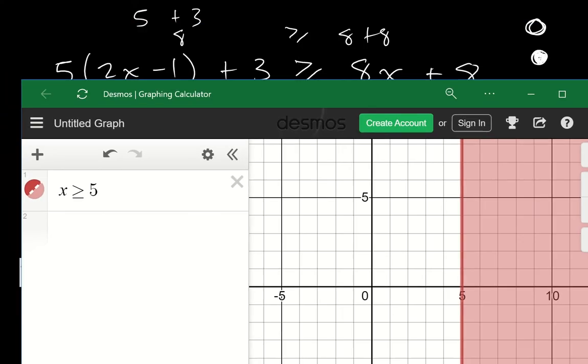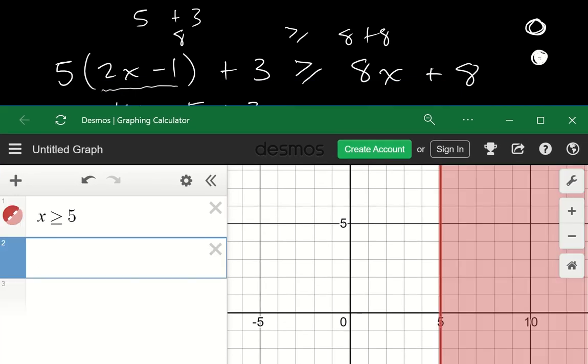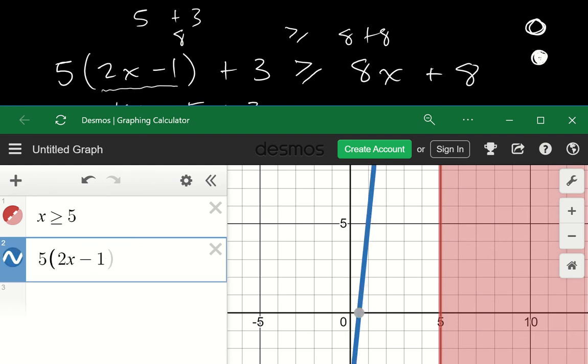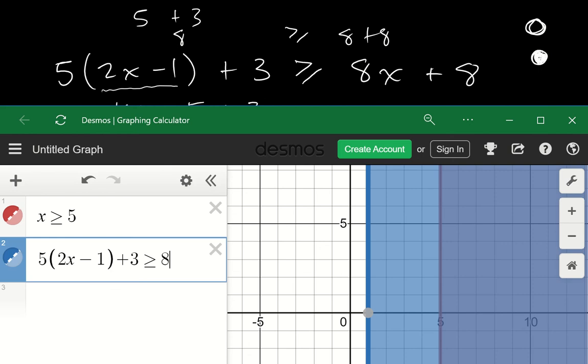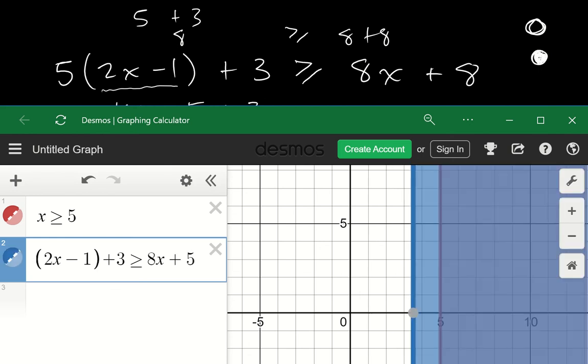The other thing I want to look at is, let me bring this down here and let's type the original inequality. So if I press enter, I can say, yeah, originally I had 5 times the quantity of 2x minus 1, close parentheses, plus 3, and that was greater than or equal to. Let me do that again in slow motion. So I'm hitting the greater than key and then equals right after it. You can see how it turns it into that. Pretty cool, huh? And then I go 8x and then plus the number 5. Now, 8x plus 8, my bad, plus 8. Okay, so you see what's going on here, right?